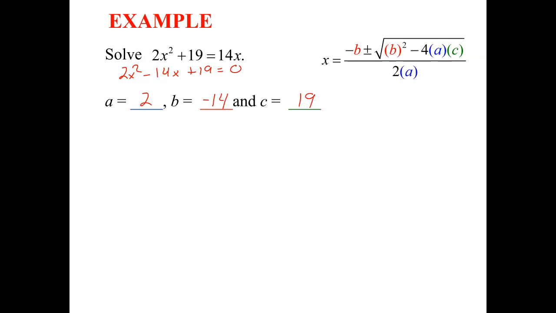19. Okay? So, x equals negative 14 plus or minus the square root of negative 14 squared minus 4 times 2 times 19, over 2 times 2.